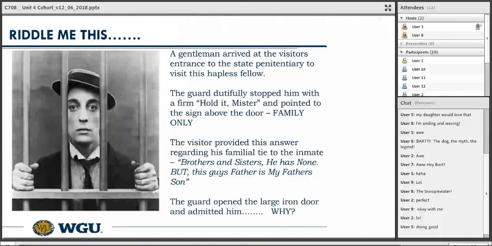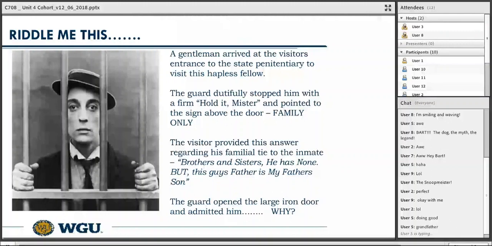The guard thinks about it and goes, all right, go in. Why do you let him in? What's the relationship? Grandfather? No, keep going. This guy's father, the inmate's father, is the visitor's father's son. Uncle, there we go. Good job, Samita. Good job, Donna. Awesome, that is correct. It was his uncle. All right.